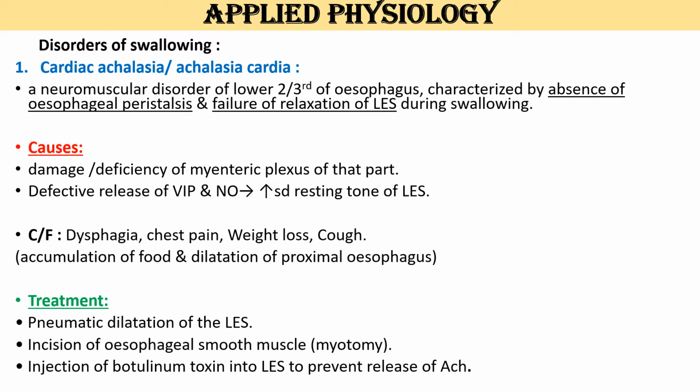Achalasia cardia can occur due to the damage to the local myenteric plexus of that part of the esophagus, or it can be due to defective release of the local dilator agents like vasoactive intestinal peptide and nitric oxide. The absence of these two, that is VIP and nitric oxide, will cause increased resting tone of the lower esophageal sphincter and thus it will not open when there is food.